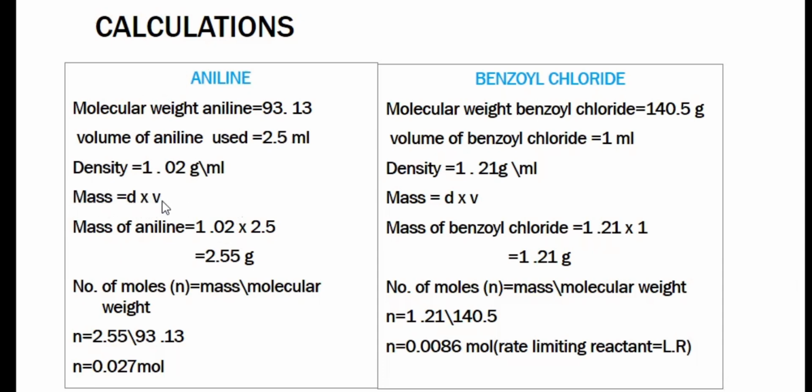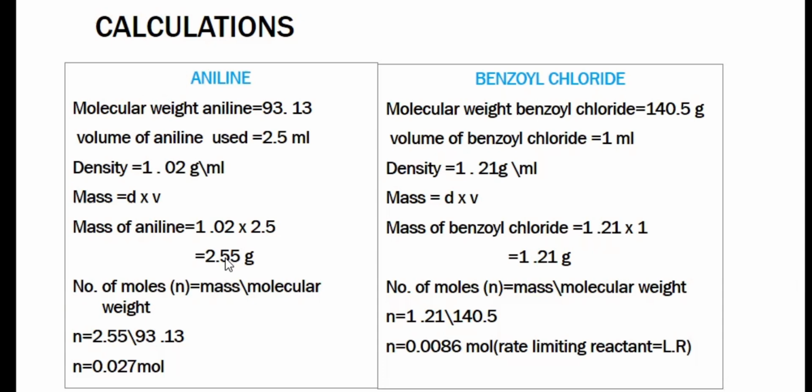Density is 1.02, volume is 2.5 ml, which is written here. Then the mass is 2.55 gram. When you take 2.5 ml of aniline, it equals 2.55 grams of aniline. And when you take 1 ml of benzoyl chloride, it means in that 1 ml, 1.21 gram of benzoyl chloride is present, and the number of moles is equal to given mass upon the molecular weight.